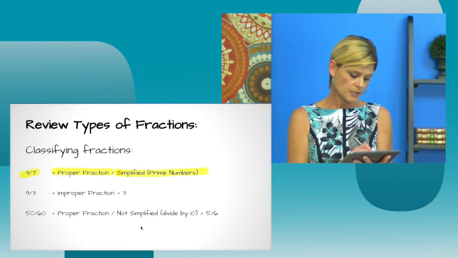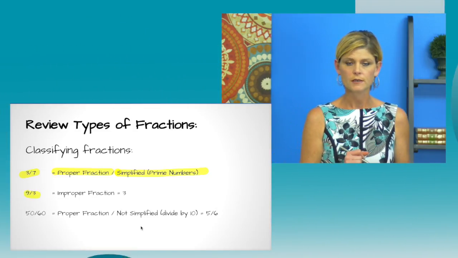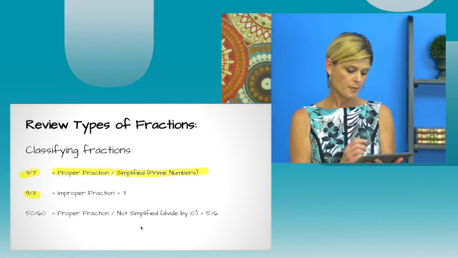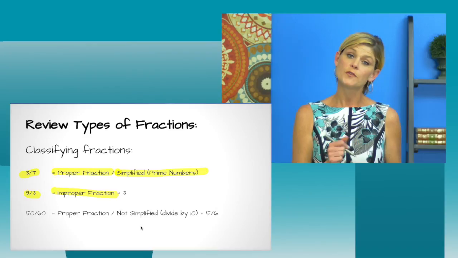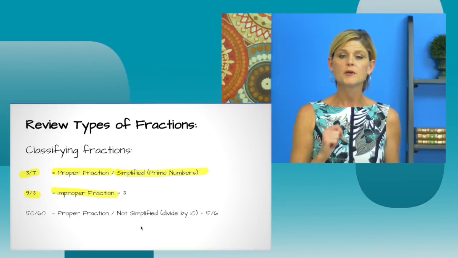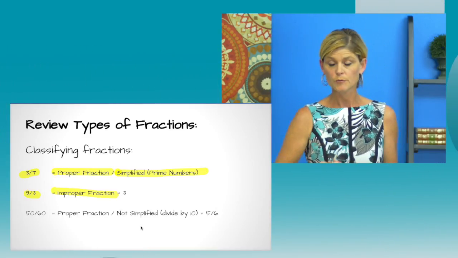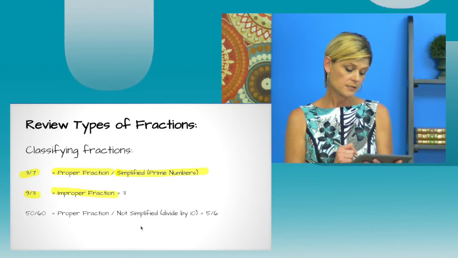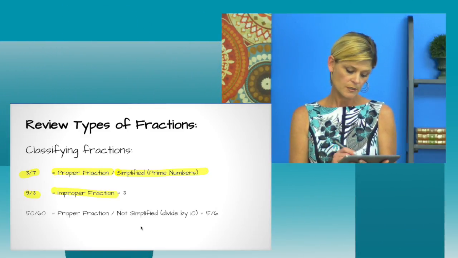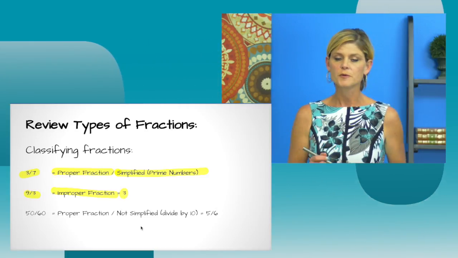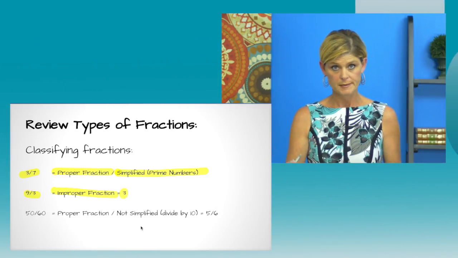What about 9 over 3? This is where you should remember that definition of an improper fraction is when the numerator, or the number on the top, is larger than the denominator, or the number on the bottom. So this 9 over 3 would be a perfect example of an improper fraction. And to simplify it, we would have to turn it into the whole number 3.